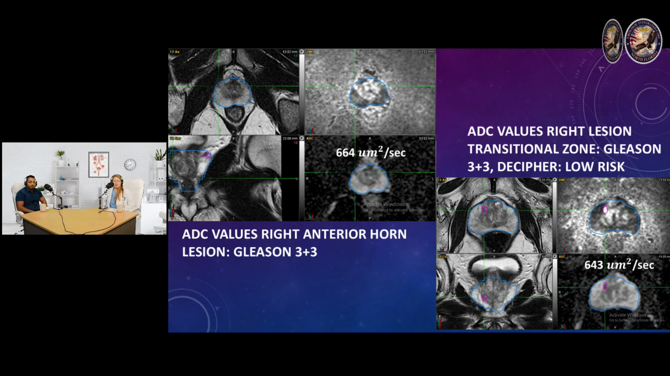This is another one, again, ADC values in the anterior horn. We found a small tumor, Gleason 3+3, with ADC values of 664, and the next one was another tumor in the transitional zone. The ADC values are in the 600s, again Gleason 3+3, low risk.